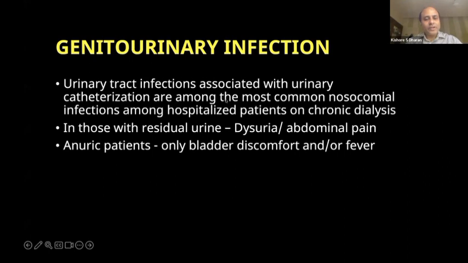Urinary tract infections associated with urinary catheterization, so-called catheter-associated urinary tract infections, are among the most common nosocomial infections among hospitalized patients on chronic dialysis. You tend to put in a catheter when the urine output is low in many situations, and that can be the main reason for cystitis or infection in these patients.